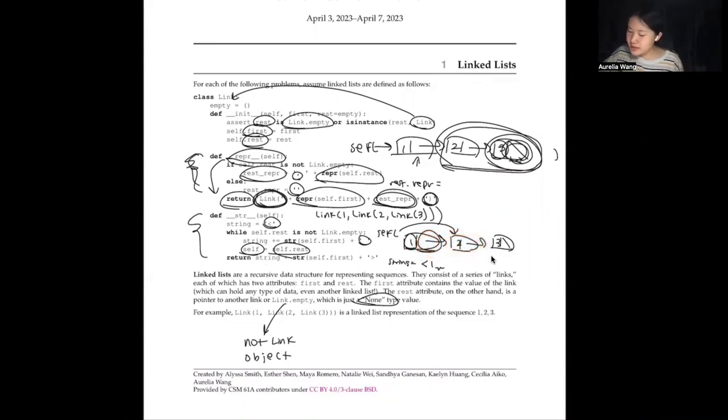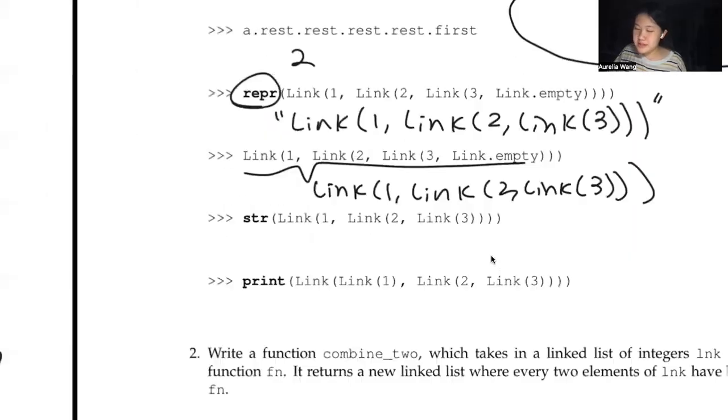Okay, now we do it again. Now that self.rest is still not Link.empty because there's still that portion left, we can append the string representation of self.first, which is 2 now, with a space, and now we're going to reassign self into here. Okay, so self.rest is Link.empty now, so we're going to exit the while loop and return this string plus the string representation of self.first, which is 3 now because this is self, and so this is self.first, plus a closing bracket. So that is our final solution.